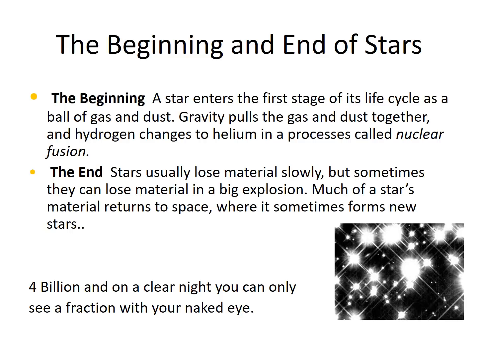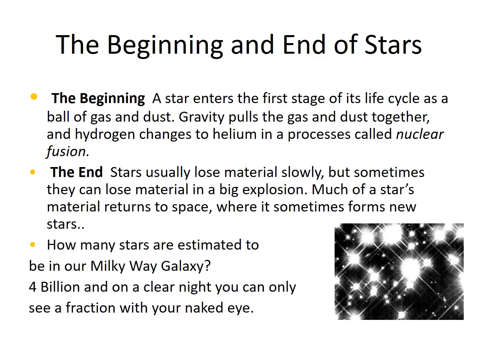In the beginning, a star enters the first stage of its life cycle as a ball of gas and dust. What happens is gravity pulls that gas and dust together, and hydrogen starts changing into helium through the process of nuclear fusion. When a star is towards the end of its life cycle, it is slowly losing its materials, but sometimes it can lose its materials in a big explosion, which you're all familiar with as supernovas. Much of a star's material returns to space, or it sometimes forms a new star. Because as we learned with the law of conservation, energy is neither created nor destroyed, it's simply transformed.